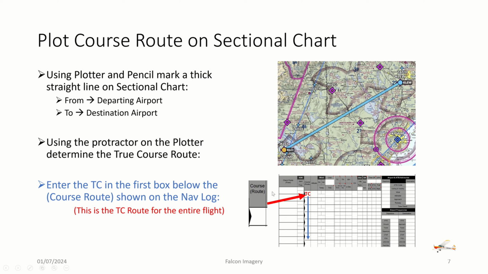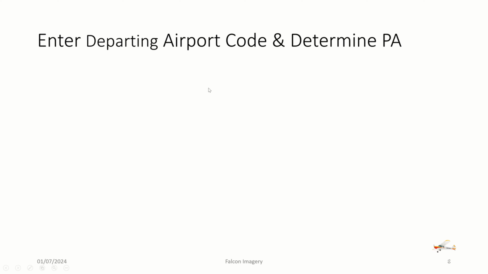Enter the true course in the first box below the navigation, right there, where it says true course. This is where we want to put that first piece of information into the nav log, and that's going to be the same true course the whole length of the flight.